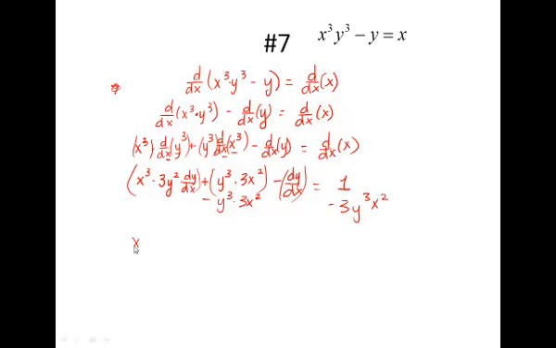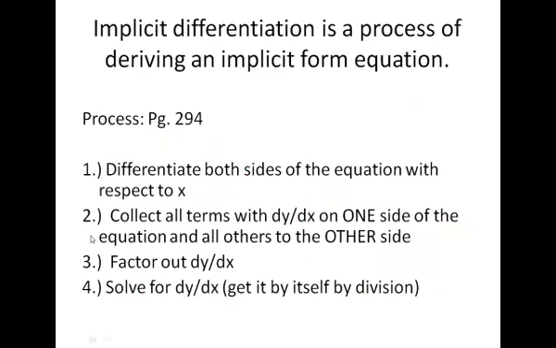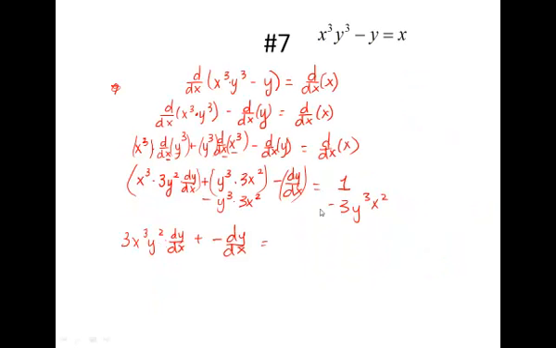So I'm going to get x cubed times, I'm going to put that 3 out in front, 3y squared times dy dx. That's the first term that's left on this side, plus negative, here we have dy dx. So I have just gotten all my dy dx's on one side. Collect all terms with dy dx on one side. And then on this side I have 1 minus 3y cubed x squared.